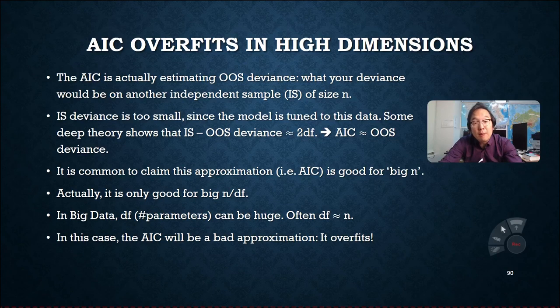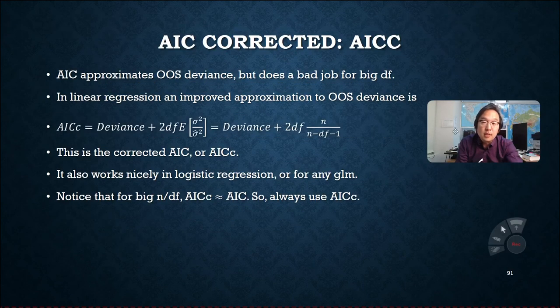It is common to claim this approximation is good for big N. Actually, it's only good for big N divided by degrees of freedom. In big data, degrees of freedom, or number of parameters, can be huge. Often, degrees of freedom goes to N, a big number. In this case, the AIC will be a bad approximation. It overfits, okay? So there is a concern about overfitting for the original AIC.